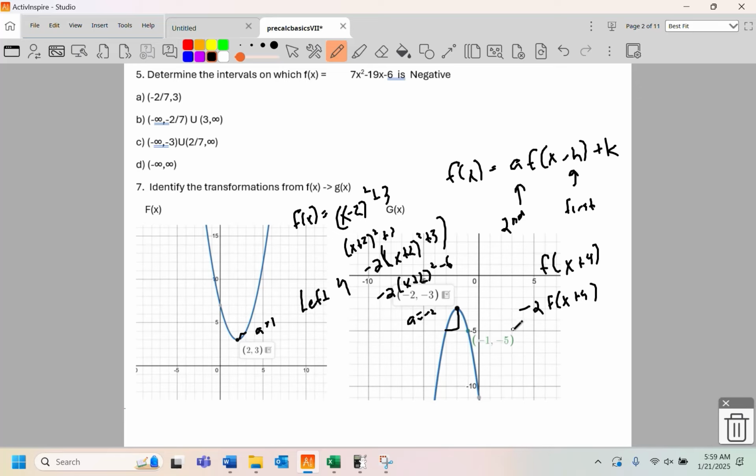And this thing is not down 6 units, it's down 5. So I need to add 1 back. And that's how you do it. Just add 1 back.